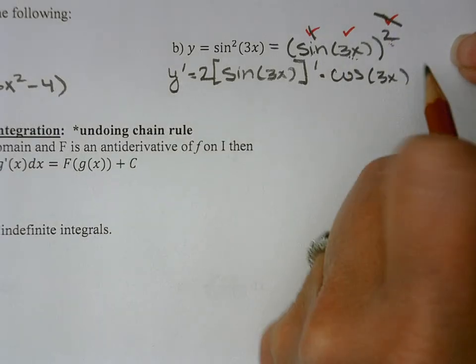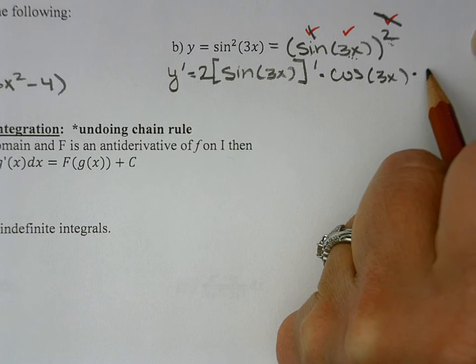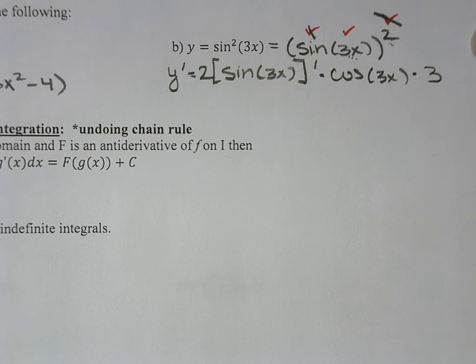Now we're going to take the derivative of 3x, the angle. So that would be 3x to the 0, or just 3. And so there is chain rule.